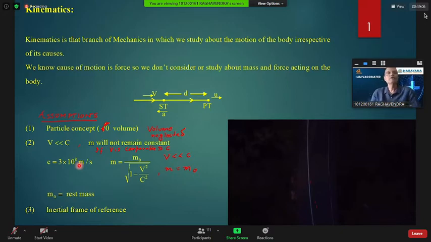Tell me, point 2, did you understand? Yes, sir. Sir, I have a doubt. Assumption 2 is that velocity should be so small that it is neglected in comparison to the velocity of light, so that the mass of the body will remain constant.